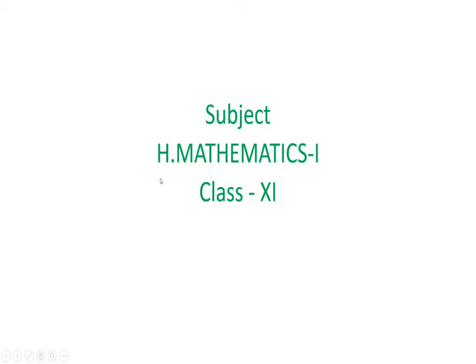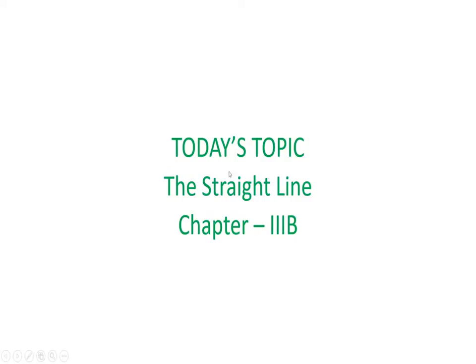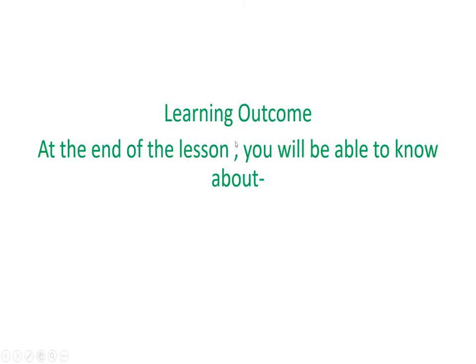Now I am going to take your Higher Mathematics First Paper class for class 11. Today's topic is the straight line from chapter 3B. Learning outcome: at the end of the lesson, you will be able to know about the section formula.